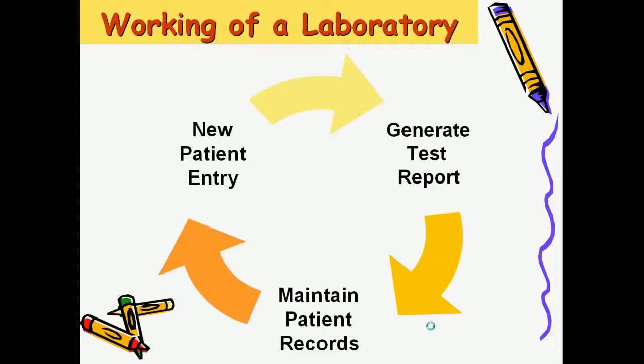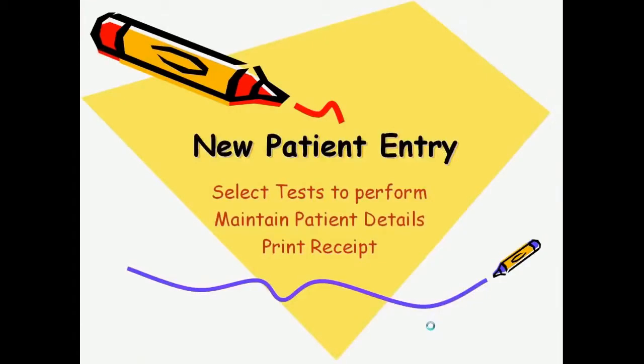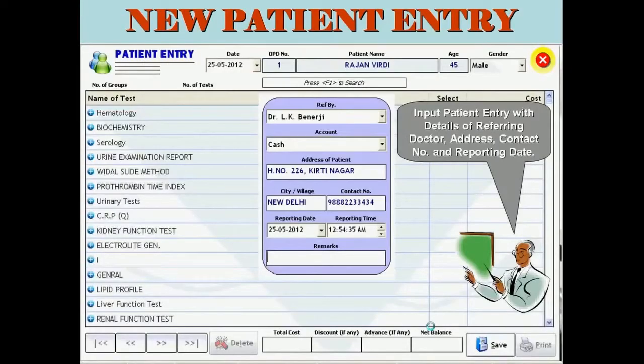eLab is very simple software to operate. There's no need to learn, no need for any training on computers. Patient entry in eLab is very simple and very fast. When a patient arrives in the clinical lab, just input patient name, age, gender, referring doctor and contact information of the patient. The software automatically picks up the current system date and assigns an automatic OPD number to the patient.